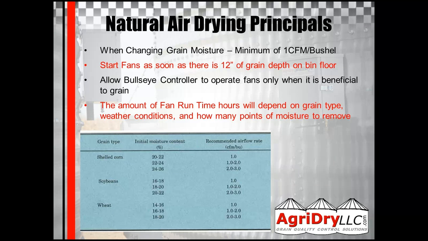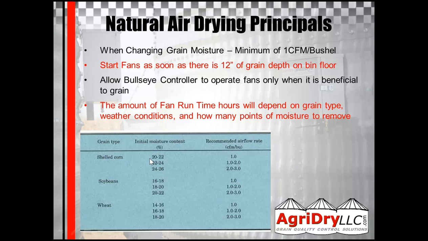Allow the controller to operate the fans when it's beneficial for the grain, and the amount of fan runtime hours will depend on the grain type, the weather conditions, and how many points of moisture you need to remove, okay? So if you look at, I actually pulled this out of a natural air drying book that we refer to quite often, but there's just three different grain types here. Just to give you an idea, if you're running into these type of moistures or you're putting these type of moistures in the bin, what's ideal or what's recommended for airflow for each one of these grain types for these different moistures.